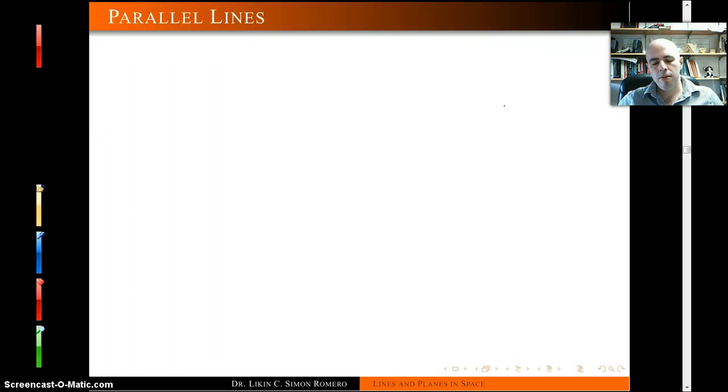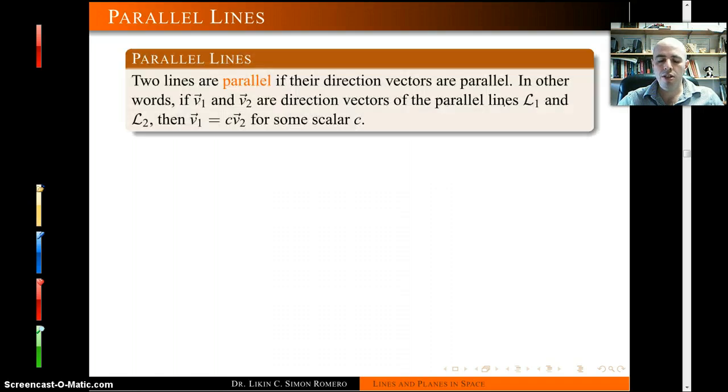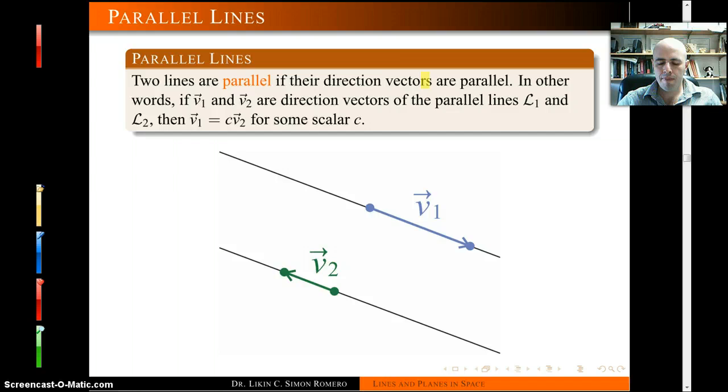Let me tell you about parallel lines. So now that we have these equations, the idea is if we have two parametric equations of two different lines, can we tell whether they are parallel or perpendicular? And the answer is yes, by just looking at the direction vectors. If the direction vectors are parallel, the lines are parallel. And remember that if you want to check two vectors are parallel, the only thing that you have to do is find if one is a scalar multiple of the other.